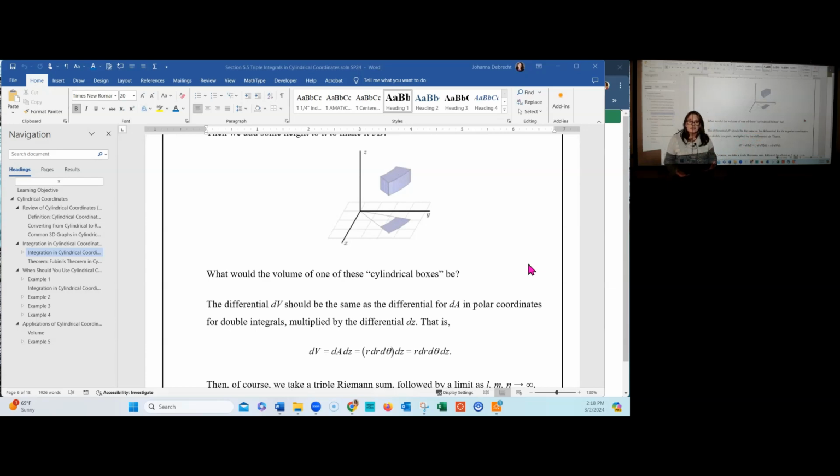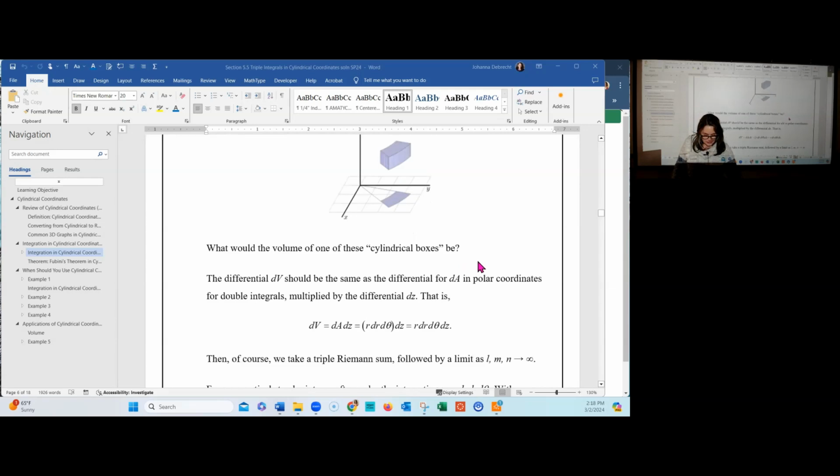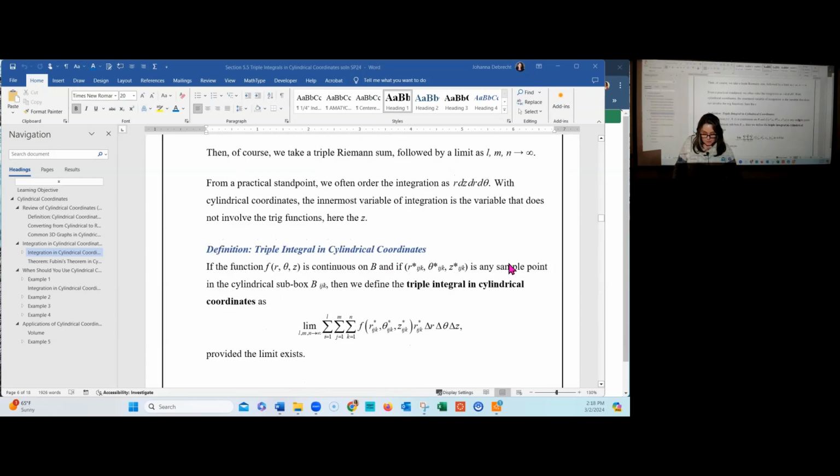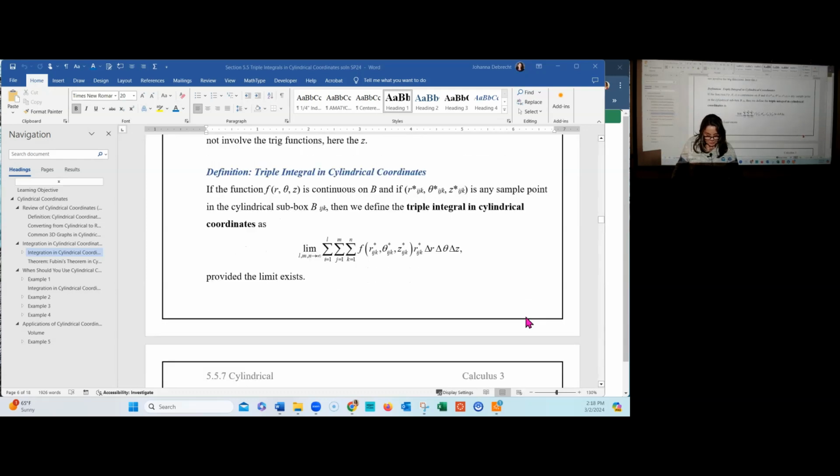Now, of course, the next thing to do, which is the very calculus thing to do, is to take a Riemann sum followed by a limit as L, M, and N go to infinity. When we take this differential for the cylindrical coordinate system of r, delta theta, delta z, that gives us, of course, the volume of a sub-box. And then we're multiplying by the value of our function of 3 independent variables. As we take the limit, provided the limit exists, we come up with the definition of the triple integral.